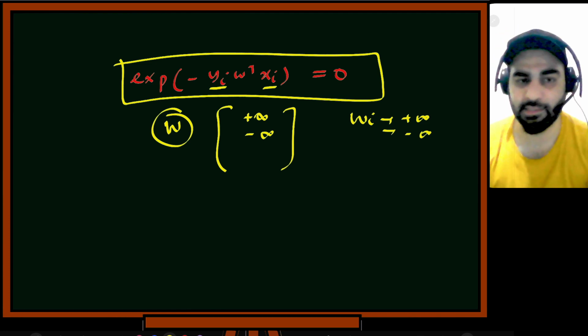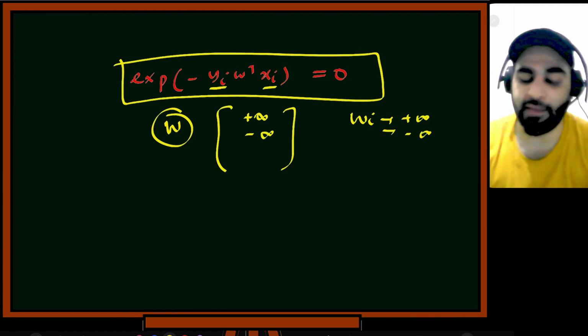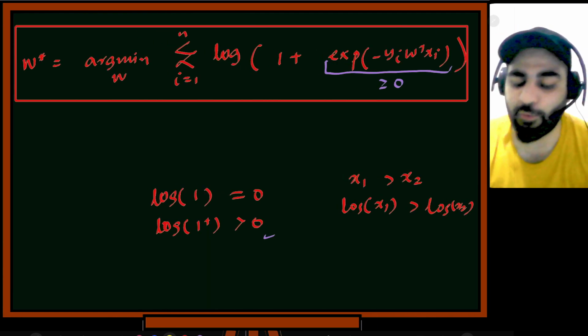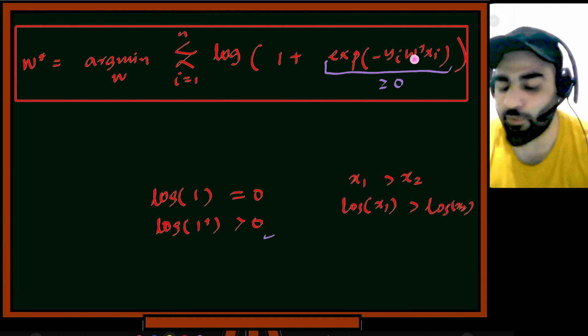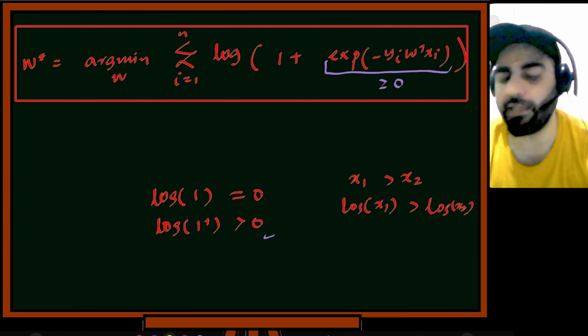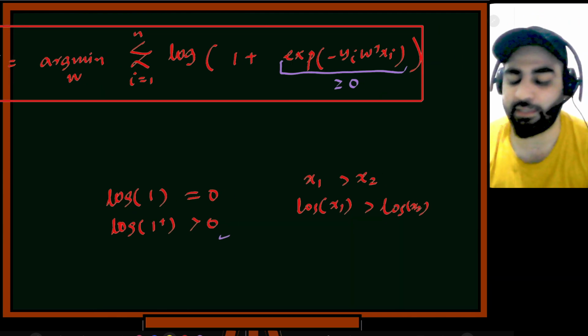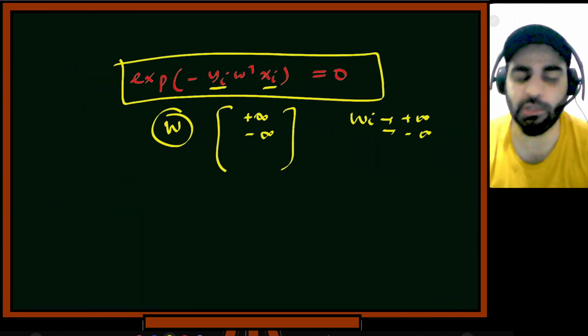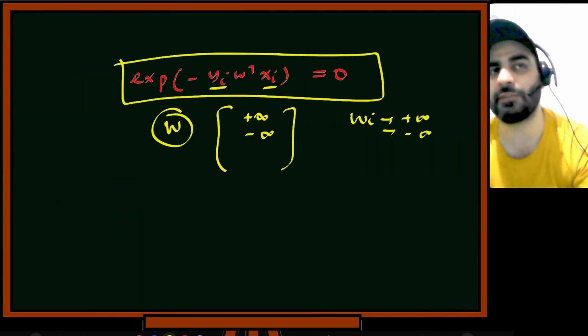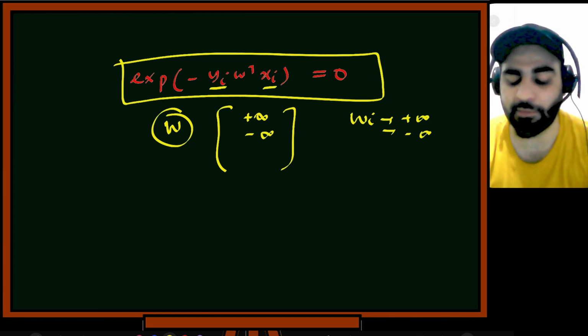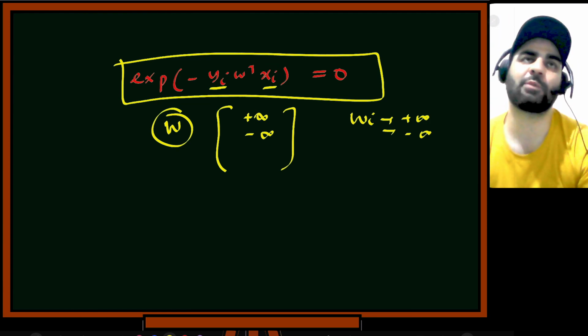I hope this is understood by everybody: if I have to make this value 0, the whole of this term should be infinity. The only thing that will make this infinity is the components of w, w1, w2, w3. They should be either plus infinity or minus infinity. Why plus infinity or minus infinity? Because of this x, y, and yi.